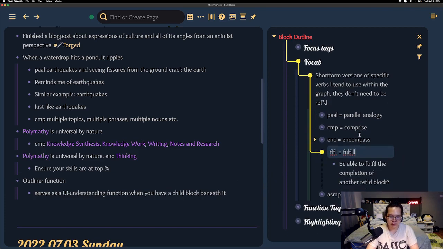Fulfill is also another one. This is very specific to Roam, where we have to have a ref block right after it. So if I have a note here and it's to do with polymathy, and then I do FLFL, a paragraph from an article about polymathy from 6 years ago, then by having this parent block true, it fulfills the validity of this paragraph or this block that's referenced from far away to be correct or to be true or to be valid, etc. So these are some ways for you to hack that.